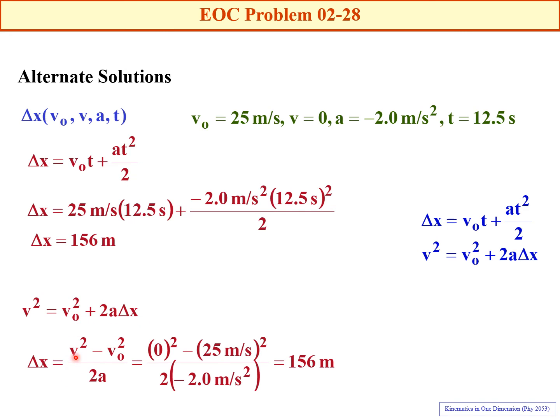We subtract the final velocity squared minus the initial velocity squared. Then we divide by that 2 times acceleration. We get 156 meters. Now, technically, you get the same answer either way, but it's a little bit better because you don't get the rounding error that kind of goes through the problem.